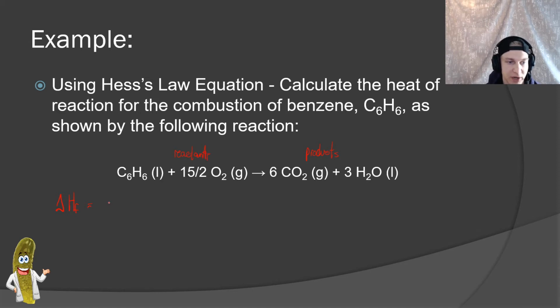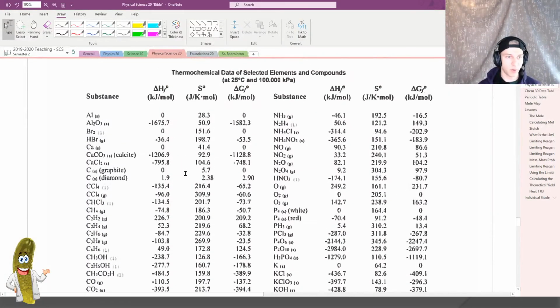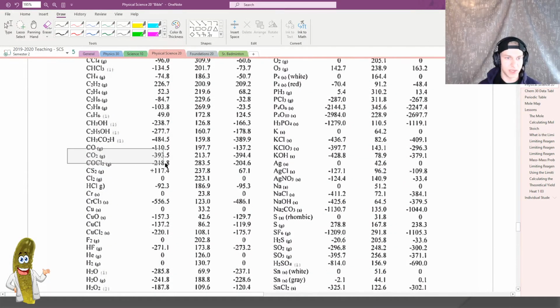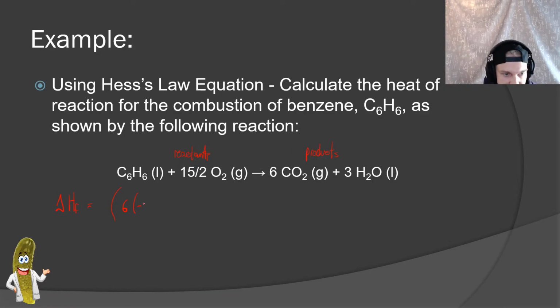I'm going to put in brackets this first value. I know that whatever value for carbon dioxide gas I get, I need to multiply that by 6, so I'm already going to write the 6. Then we look for carbon dioxide gas. CO2 gas has a value of negative 393.5. So I'm going to go 6 times negative 393.5. Let's erase this little nub. And then we want to add that to, remember, this is all the products, whatever H2O in the liquid state is.